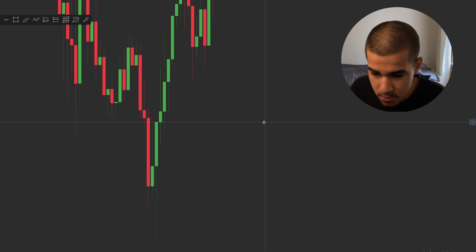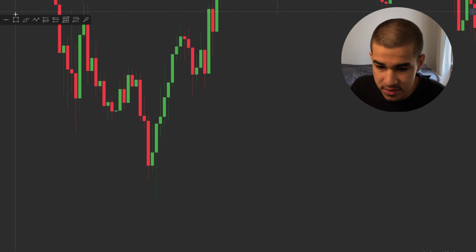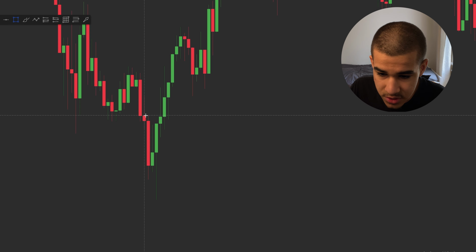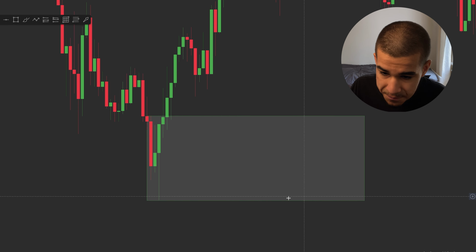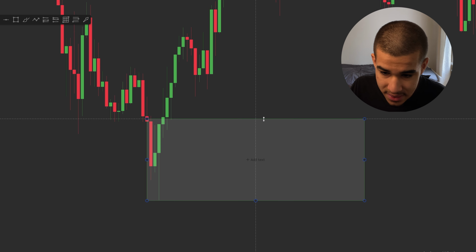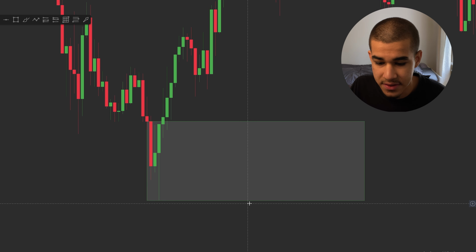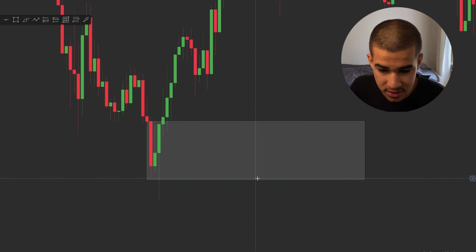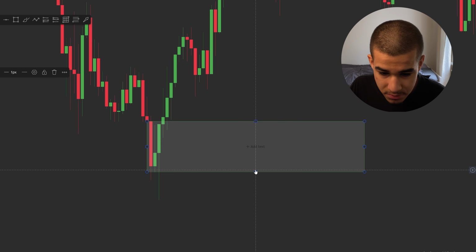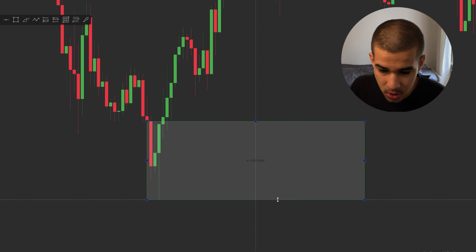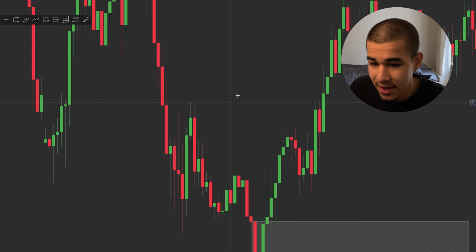Let me show you one more example, and this is a good example as well. As you can see, you would not draw it out like that. You would draw it out like this from the body and the lowest wick. So you would not draw it out like this, not like that, but like this. So all the way down over here. And that's how you draw your zones.